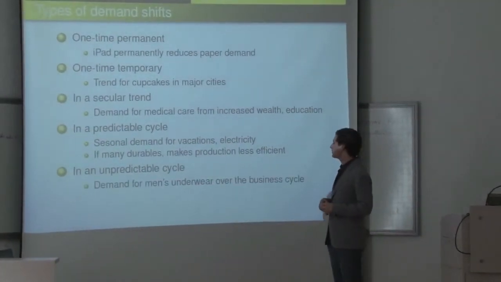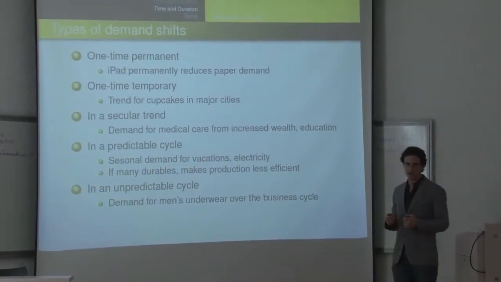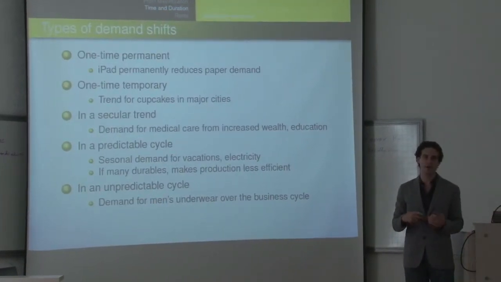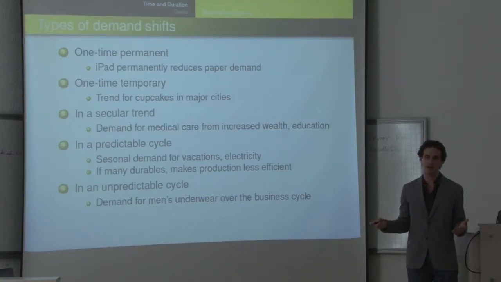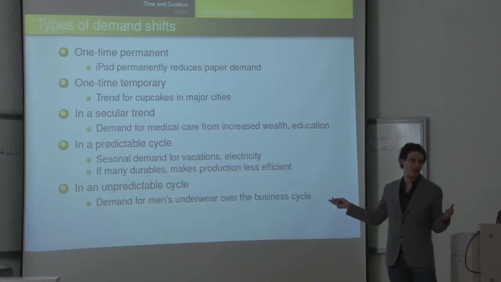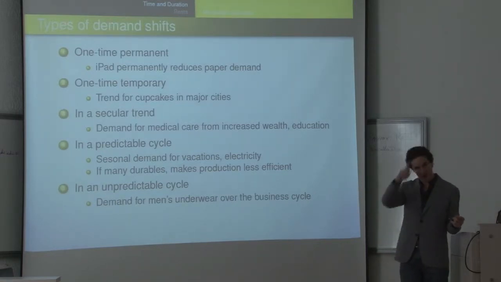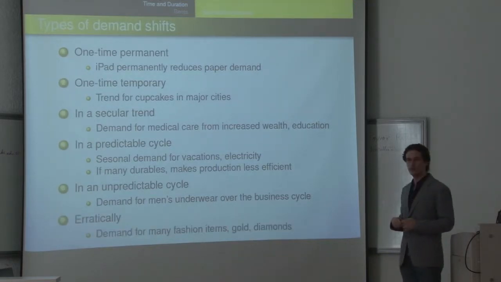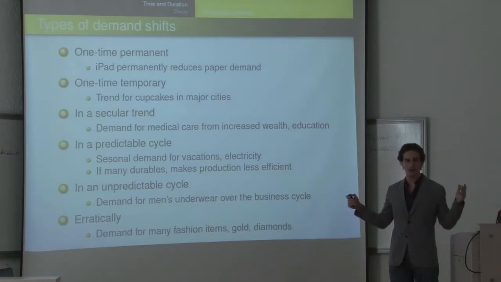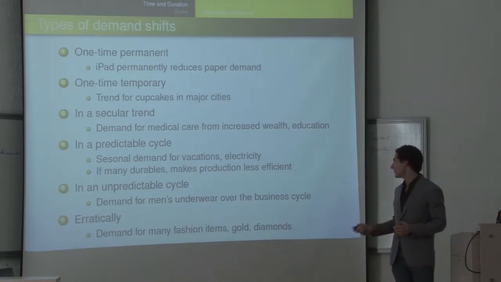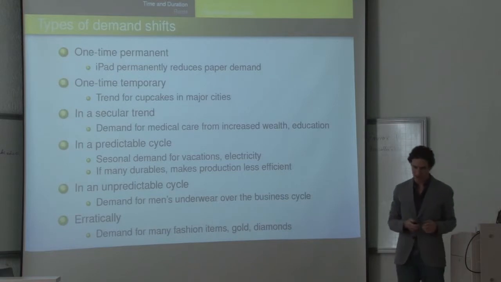Things can also move in an unpredictable cycle. One example of this is that apparently men buy many, many fewer underwear when the economy is bad, and much more underwear when the economy is good. And so that's an unpredictable cycle, because you can't really predict the business cycle, but you can predict that things are going to fluctuate, right? Things can also move in just completely crazy ways. Fashion items are like this. It's almost impossible to tell what will be up, what will be down, whether it will go back to the old trend, whether, you know, they could go in all sorts of ways. The demand for gold and for diamonds is like that as well.